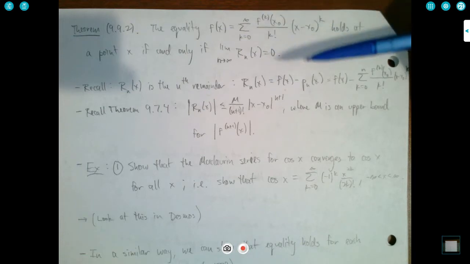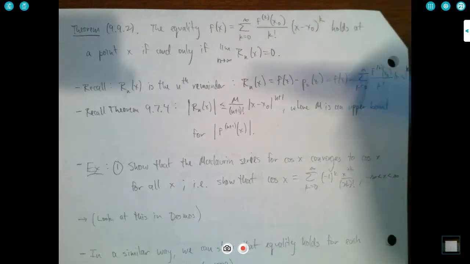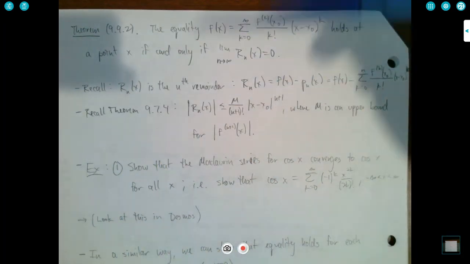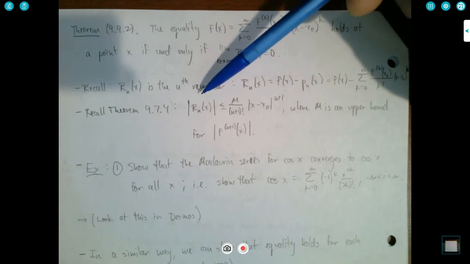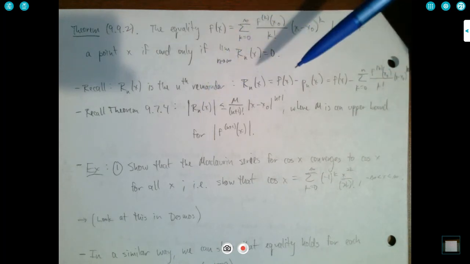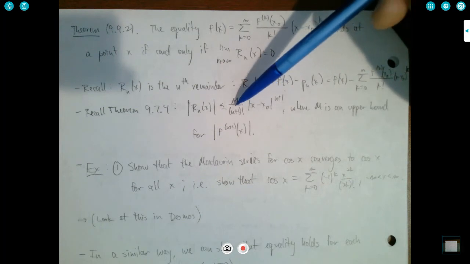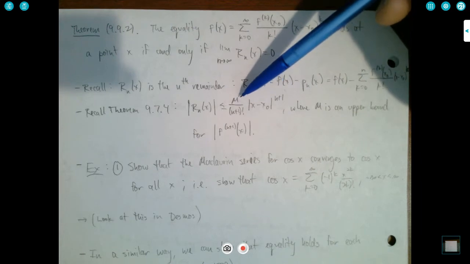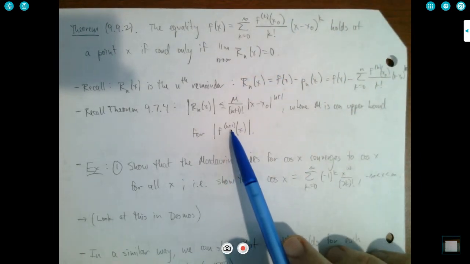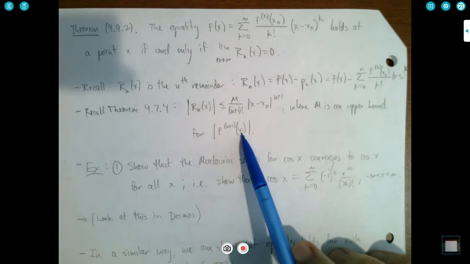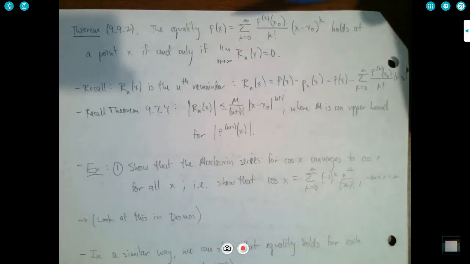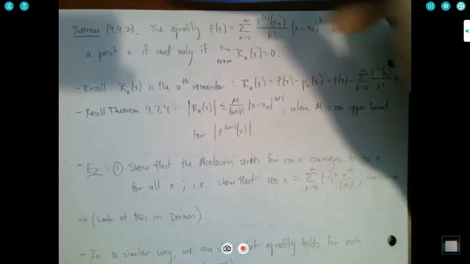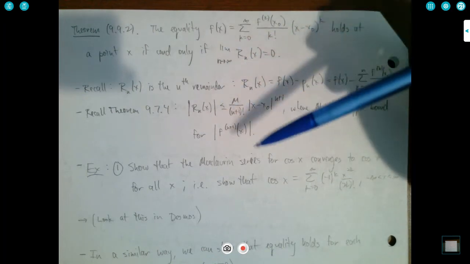Now, in order to use this theorem, it's helpful to recall a previous theorem from section 7, theorem 9.7.4, which we looked at and which said this: the absolute value of the nth remainder is going to be less than or equal to M over n plus 1 factorial times the absolute value of x minus x naught to the n plus 1, where M is an upper bound on the n plus first derivative evaluated at x. That's a useful theorem to keep in mind when you're trying to apply theorem 9.9.2, and I'll show you why with an example.